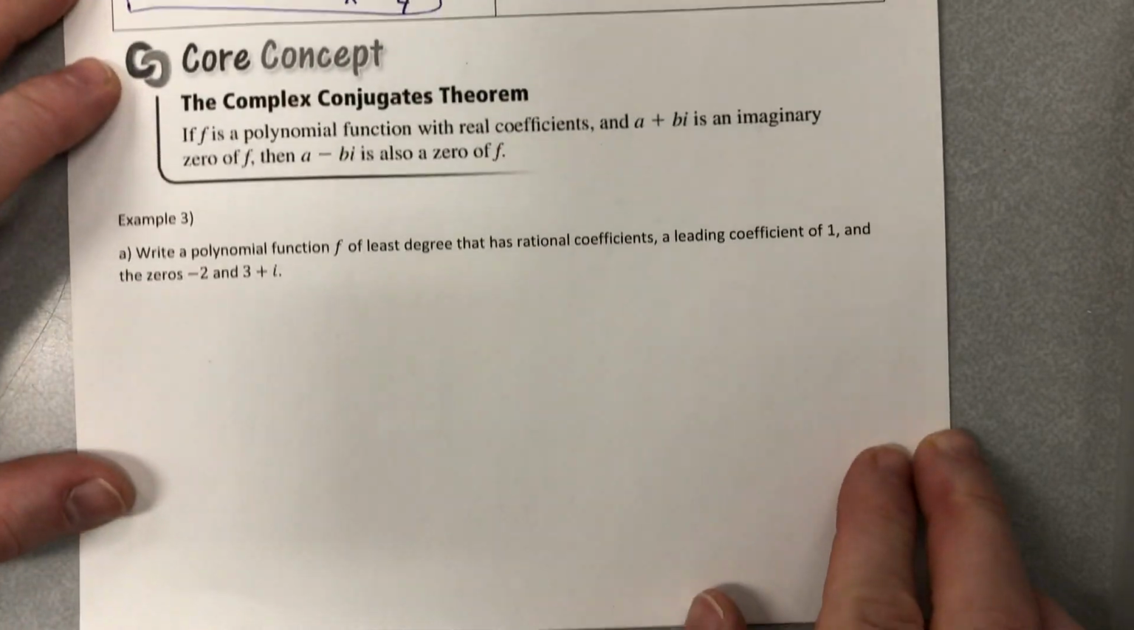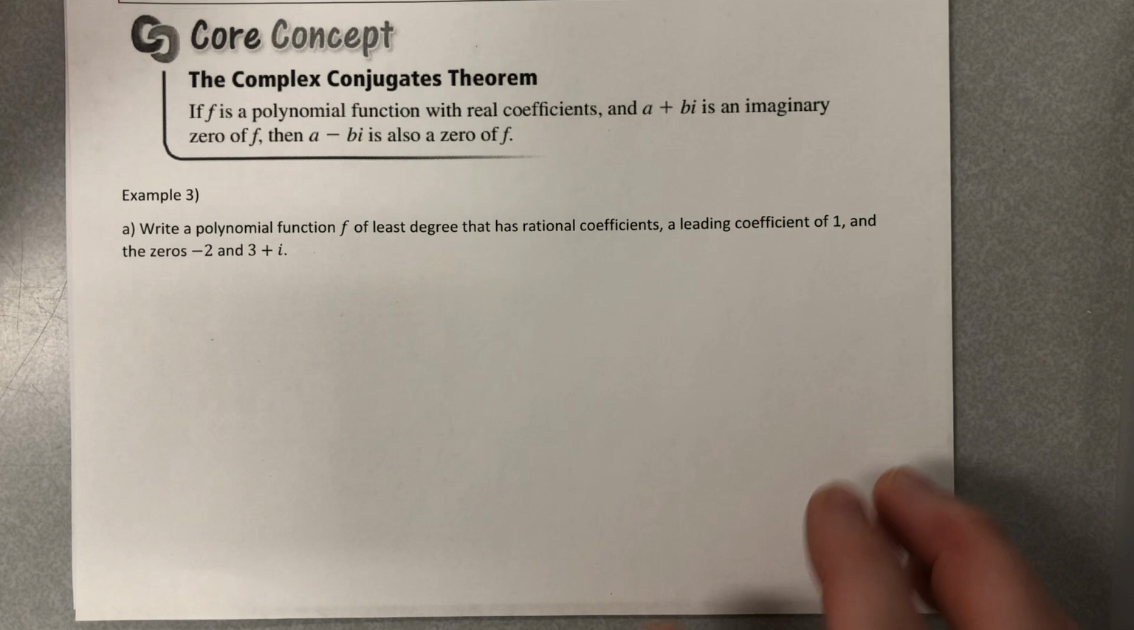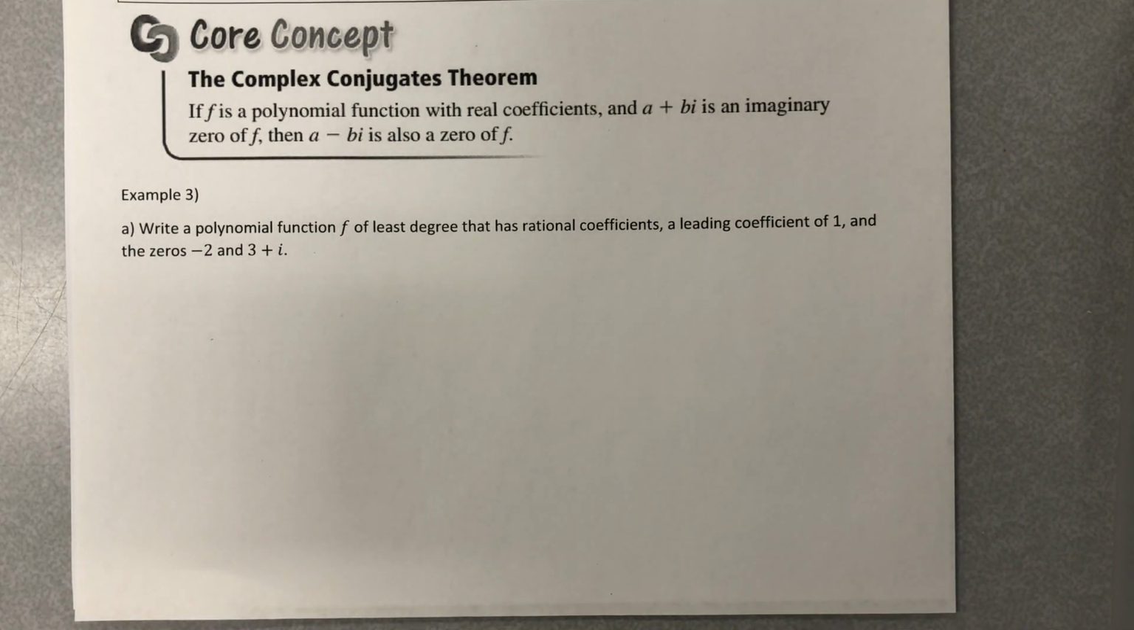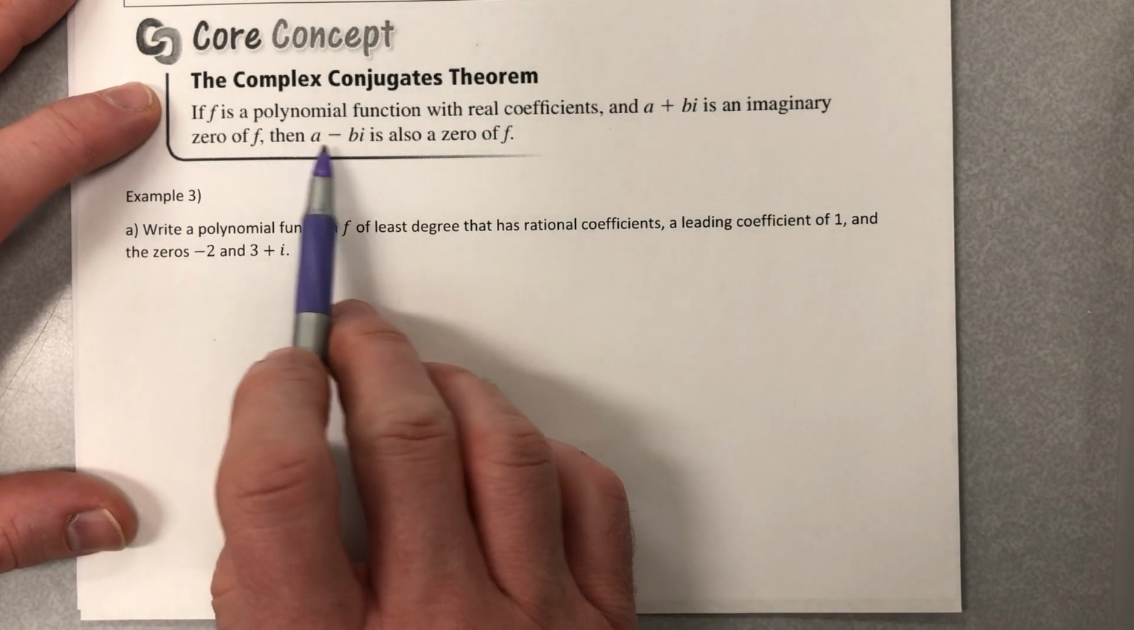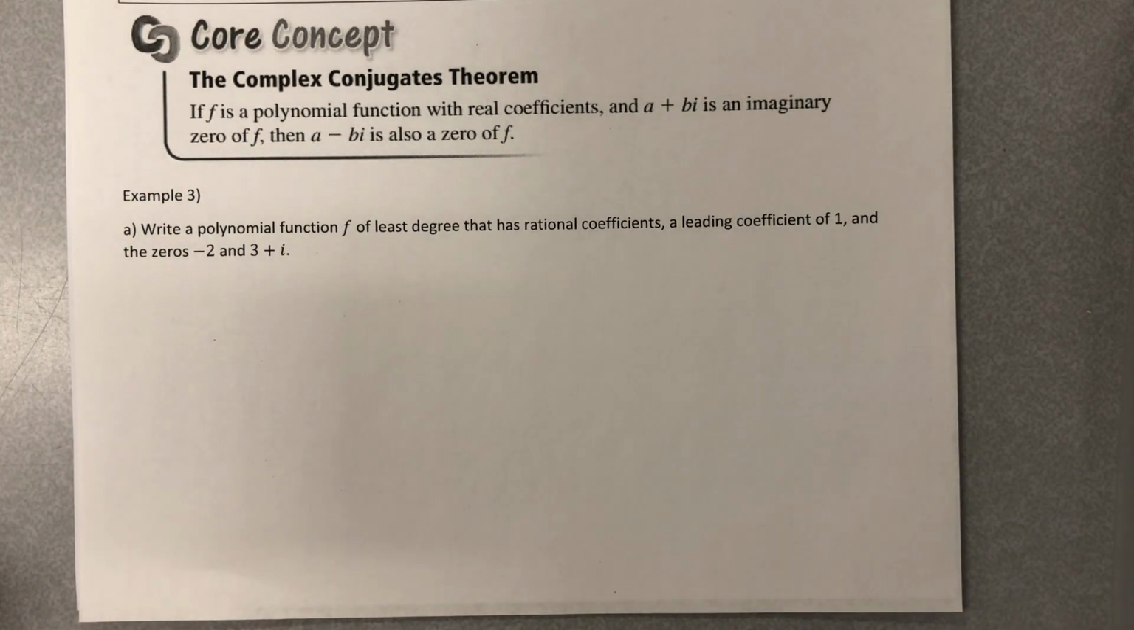All right, last two things. In the last section, we learned about the irrational conjugates theorem. Now we're going to learn about the complex conjugate theorems. Irrational numbers and complex numbers always come in pairs, because the only way we can get the solution is by taking the square root, and square root values come in pairs, like the plus and minus version. So this is just telling us that if we have a plus bi as a 0, we also have a minus bi as a 0.